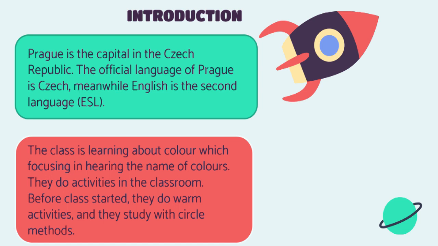First, Prague is the capital of the Czech Republic. Sorry, I don't know how to pronounce it. The official language of Prague is Czech. Meanwhile, English is the second language.